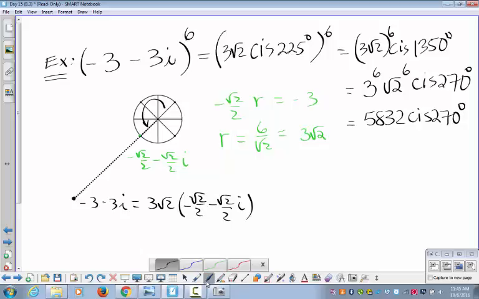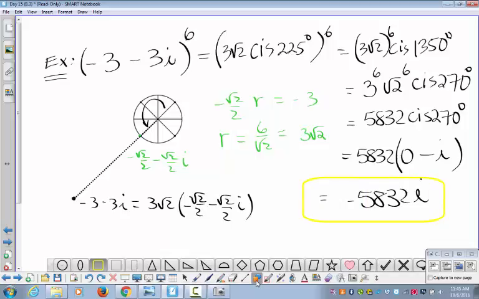All right, cool. So then we have our 5832, and then what's cosine of 270? 0. And sine of 270? So we end up with that. Move the equal sign over a little bit. So we end up with minus 5832i. That's way down below. We won't draw that, but you can picture it. 5,832 units from the origin straight down. Center of the earth.